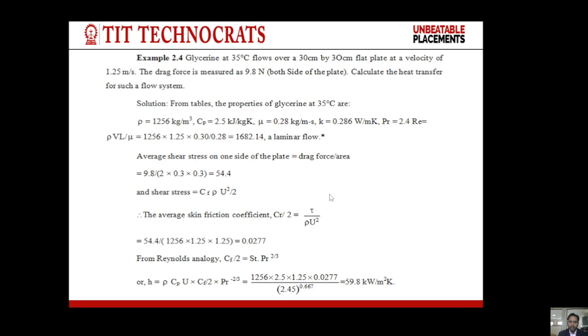So again, this is one important numerical problem. You can study it and your concept will be clear.